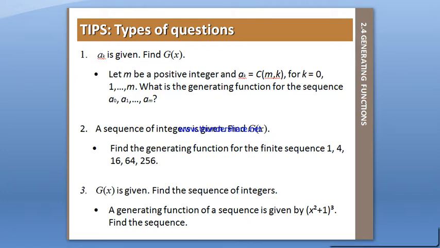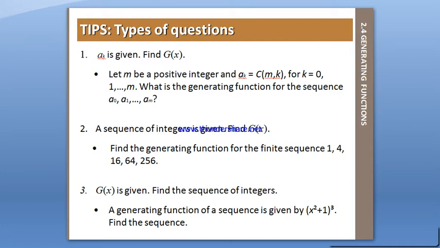We will be given a_k and asked to find g(x). What we do is, suppose we are given m, a positive integer, and a_k equal to C(m, k) for k equal to 0, 1, and so on up to m. We write the corresponding power series expansion, which is the generating function corresponding to the terms a0, a1, and so on up to am generated from the given a_k.